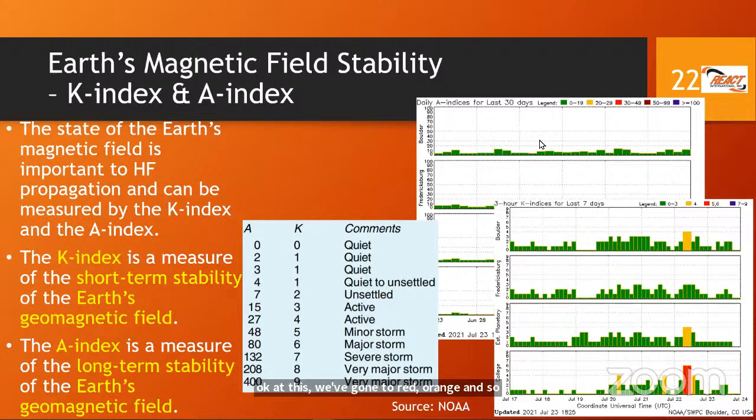And we have the A index as well. So again, A index is the long-term stability, and the K index is the short-term stability. We tend as hams to pay close attention to this. Exam questions: K index, A index.